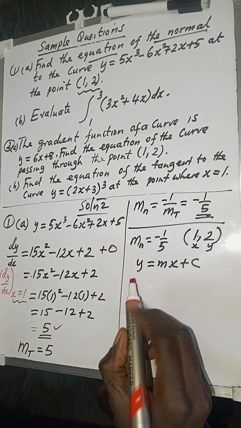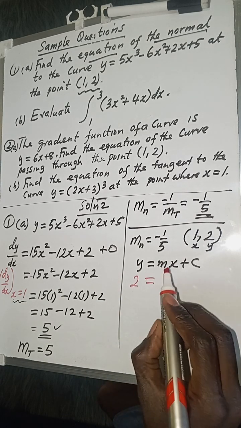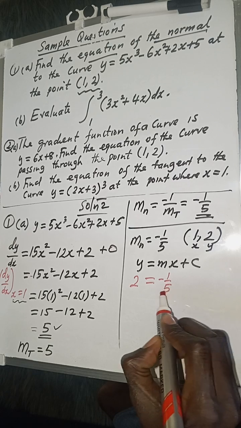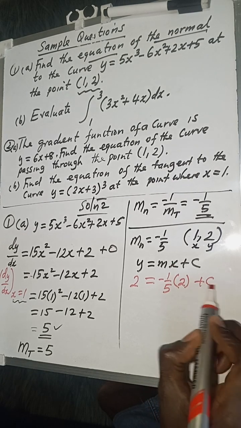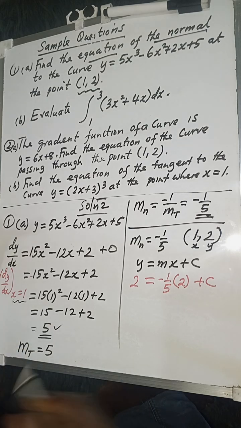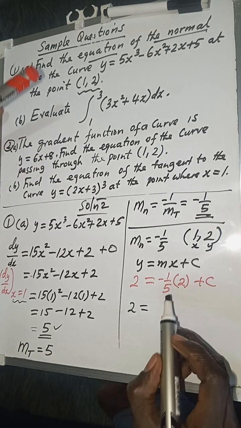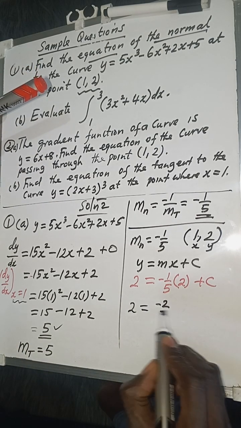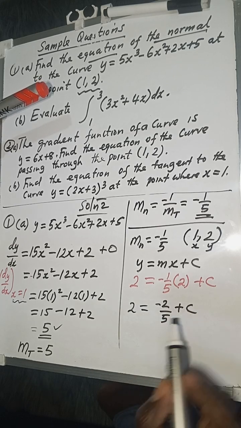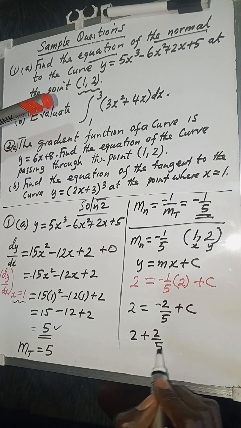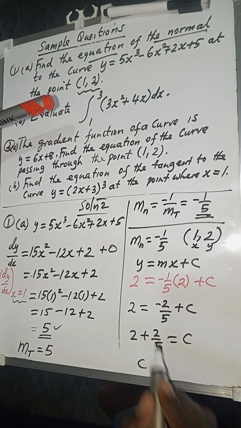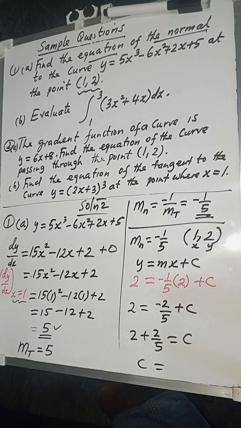So what is my y? It is simply 2 is equal to the gradient, -1 over 5, multiplied by your x, which is 1, plus your c there. So it is going to be 2 is equal to, this times that will give us -1 over 5, plus c. This will go the other side. It will be 2 plus 1 over 5 is equal to c. Therefore, you can just put that one on your calculator.